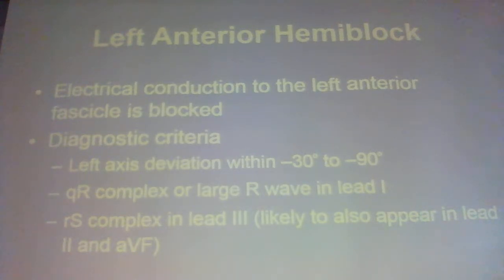So what would be considered a left anterior hemiblock? The left anterior fascicle is blocked. How do we know this? We have a left axis deviation, so that's -30 to -90. We have a QR complex or a large R complex in lead 1 and an RS complex in lead 3.